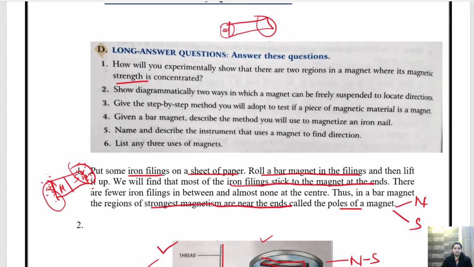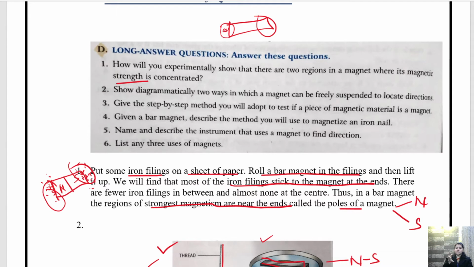Now question number 3. Give the step-by-step method you will adopt to test if a piece of magnetic material is a magnet. I am again repeating the question. Give the step-by-step method you will adopt to test if a piece of magnetic material is a magnet. Children, to prove that any substance is a magnet or not, what is important? Attractive property or repulsive property? Repulsive property is important. Why? Because even iron can attract.